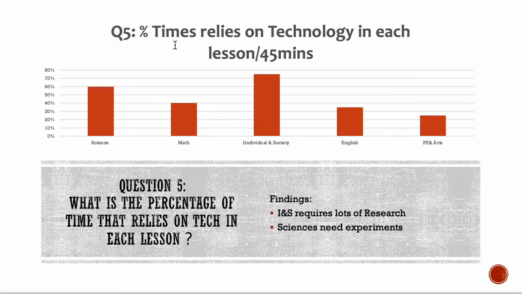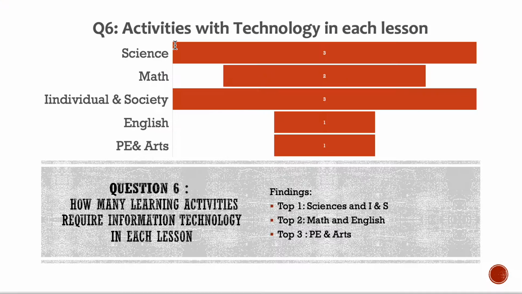And also, in terms of the percentage of time relying on technology in each lesson, we could see from the findings that individuals and societies requires lots of research. We spend 70% of the time using computers to do research online, and science as well. Math, English, and PE and arts need more practical exercise, so they have less demand for technology. The activities show the same trend: individuals and societies and science have more activities involving technology, and math, English, and PE and arts ranked last.